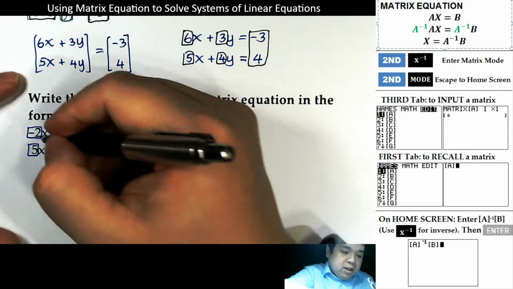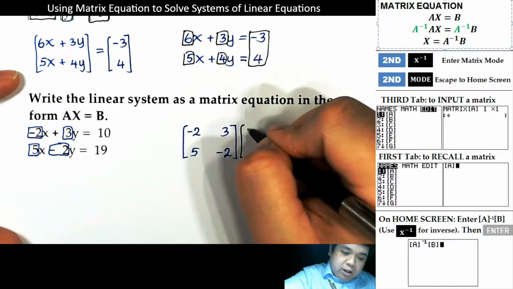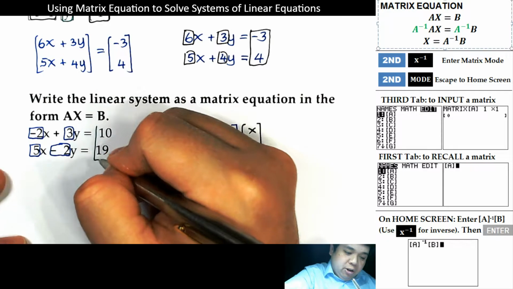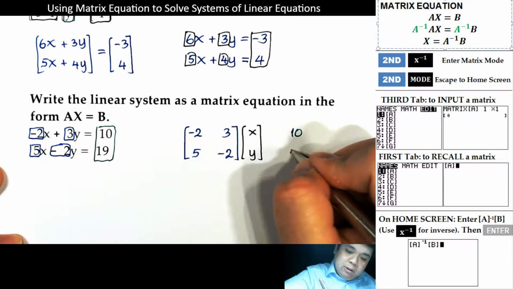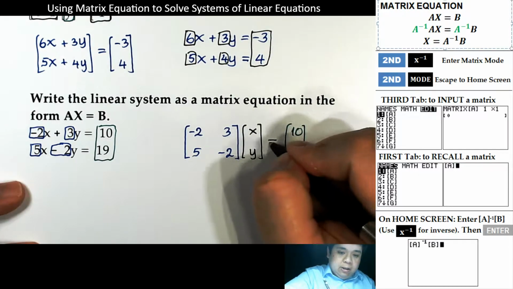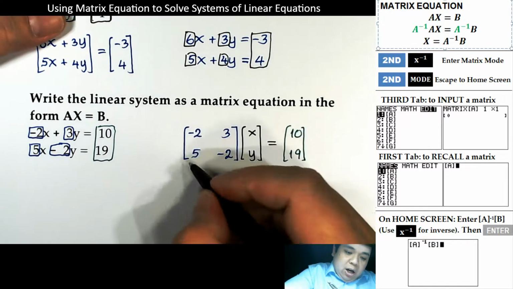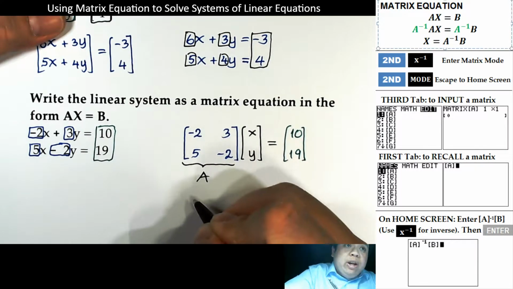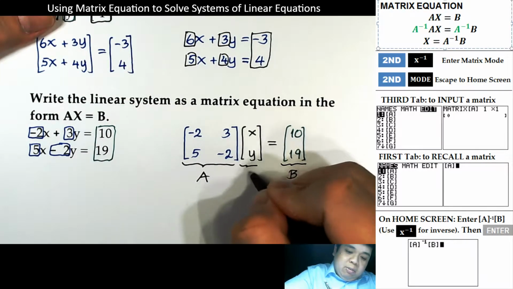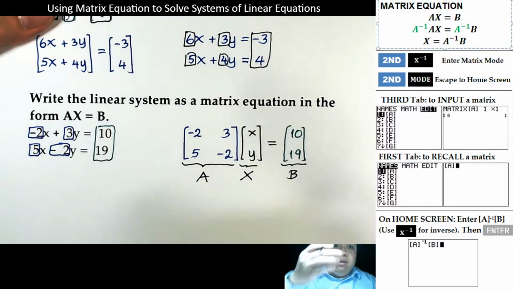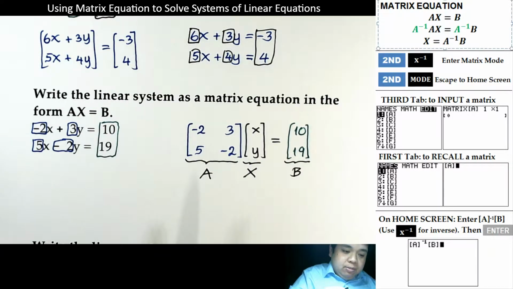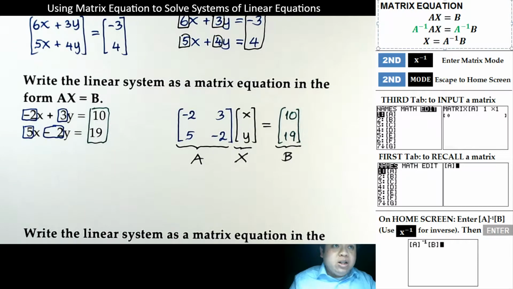Next, there are only two variables, x and y. And then we have the numbers on the other side. And that's just that. So first we have the matrix A, the coefficients, the matrix B, the constants on the other side, and then the matrix X, the variables stacked in a column. We'll learn how to solve this equation later.